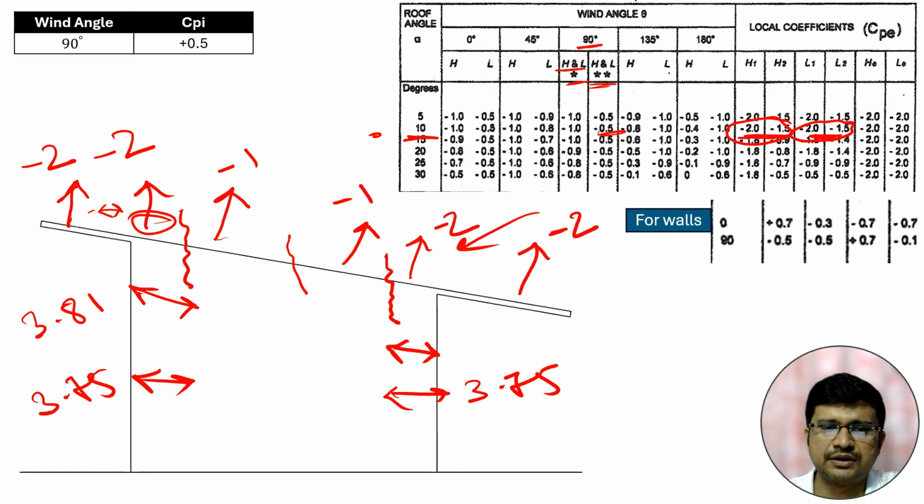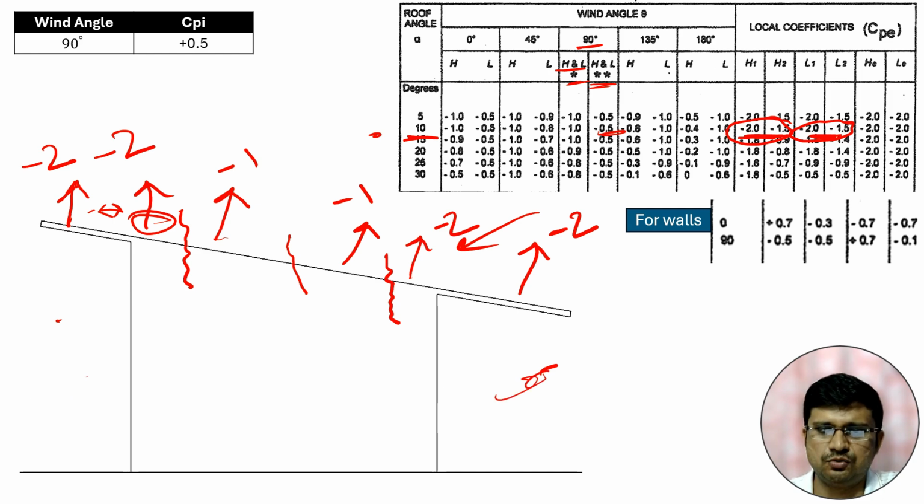Now this is for all the upward portion. Now how much will it be for the downward portion? CPI is +0.5. Plus means push. So it is +0.5. And in this overhanging portion, how much?